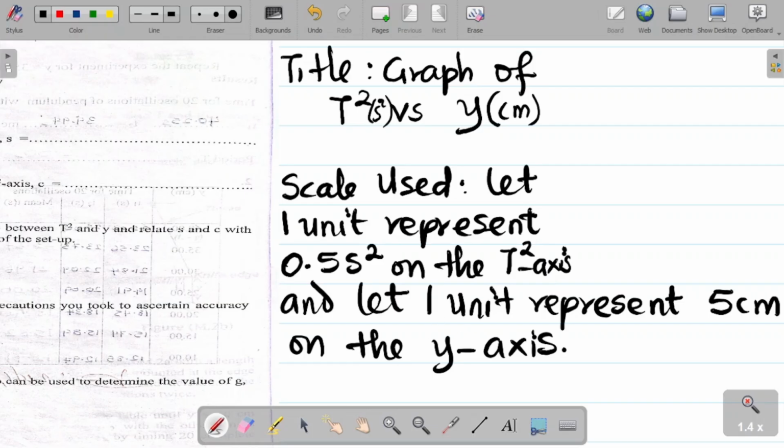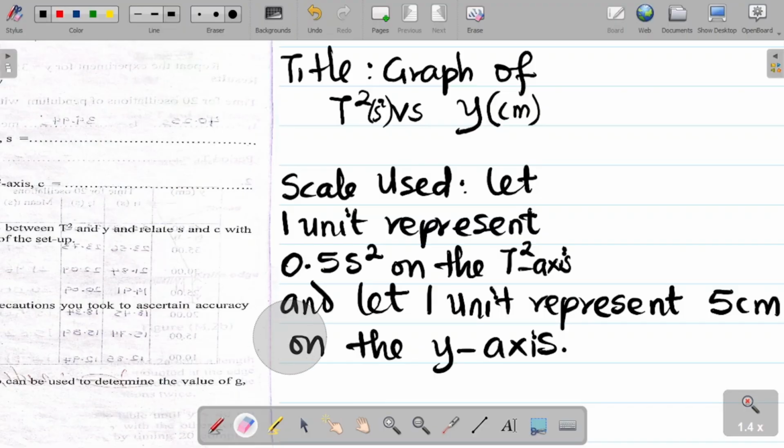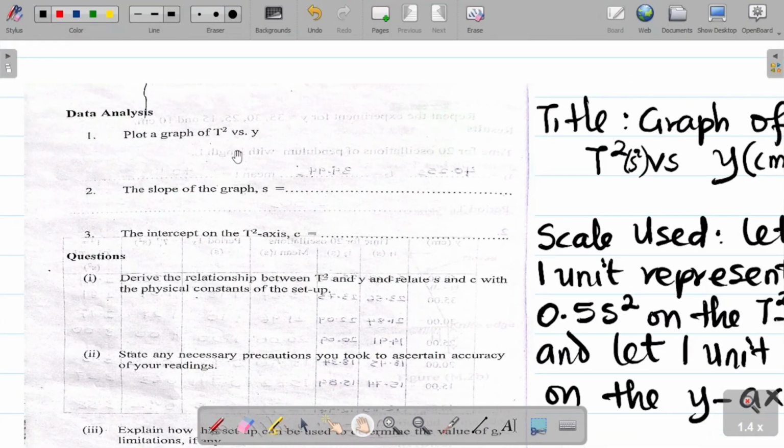So for this, please, using this idea, write out the title and the scale for your own graph. For me, I'm taking this one off so I can proceed. Okay, let me leave it there for the meantime. All right, so I've gotten my graph. Let me look at the next question here. I've plotted my graph.